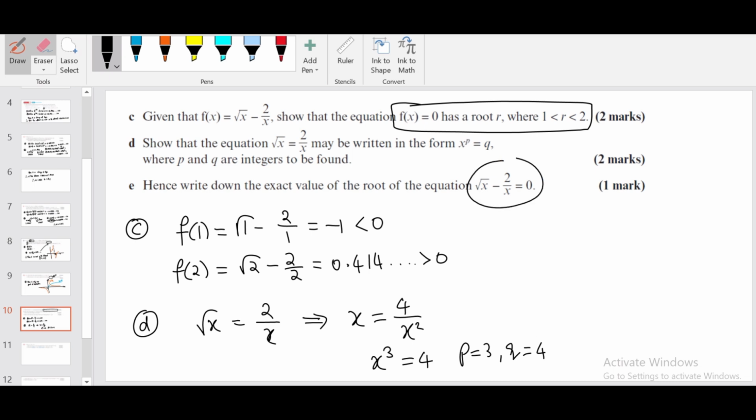Hence, write down the exact value of the root of this equation. What we can do here, multiply throughout by x, you will get x^(3/2) minus 2 is 0. x^(3/2) is 2. x is equal to 2^(2/3). 2 squared is 4. You can write it as cube root of 4. That's the exact solution. Understand?